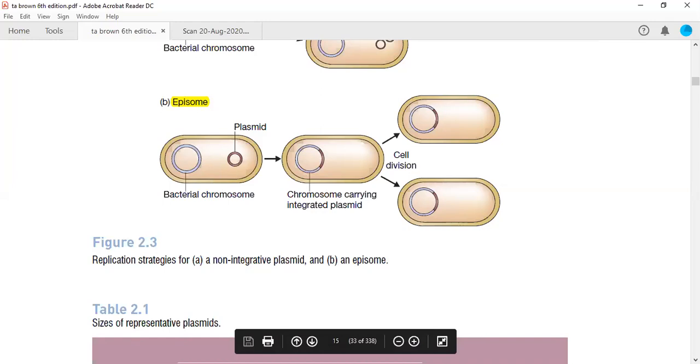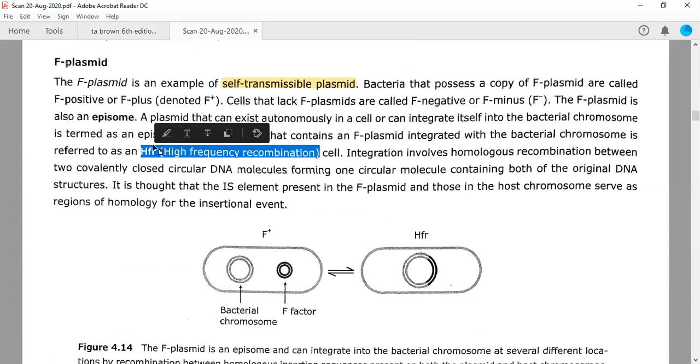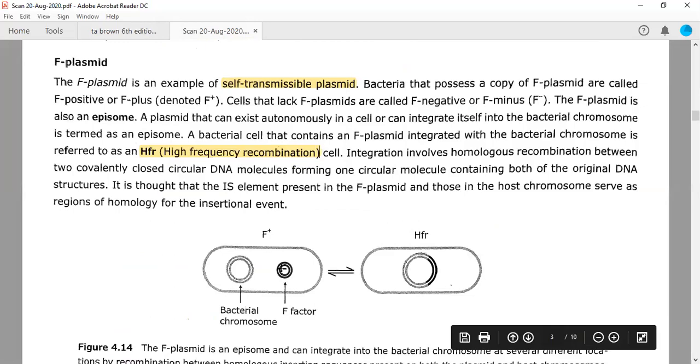Hfr is a short form of high frequency recombination cell. Why high frequency recombination? Because this F plasmid is self-transmissible. It has all the genes required for making the pilus, or the tube, so that genes can be transferred between the two bacterial cells. Now, if this plasmid is integrated into the bacterial chromosome, the bacterium still has all these genes.